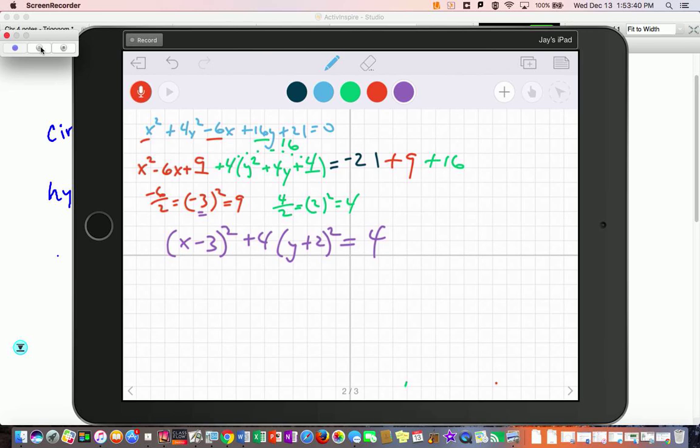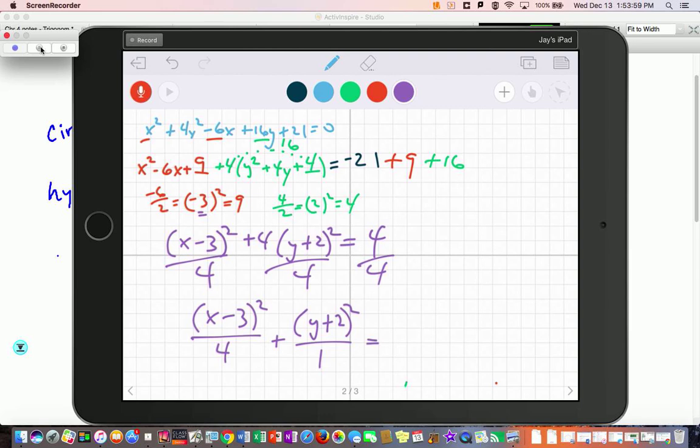But with the ellipse and the hyperbola, for this one, the ellipse, we want it equal to 1. So you're going to divide everything by 4. So you turn out to have x minus 3 quantity squared over 4 plus y plus 2 quantity squared over 1 is equal to 1. Now, normally we don't write this 1 as a denominator, but for this one we do want the denominator, so we're going to leave it there.